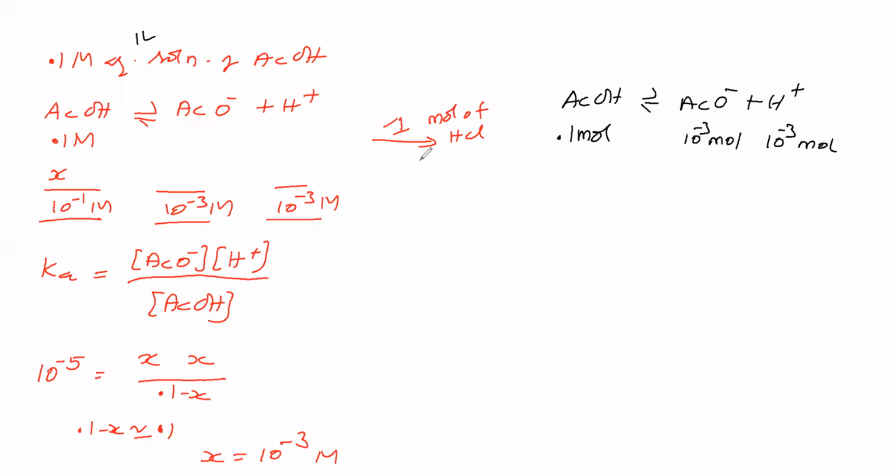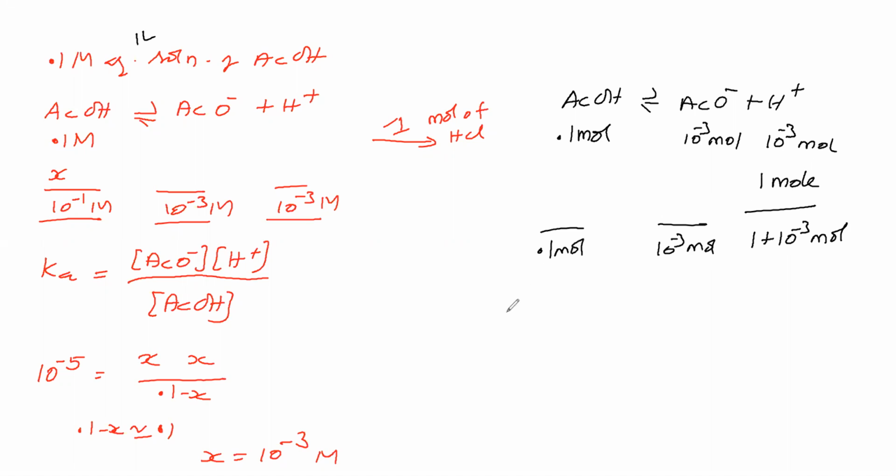Now we are adding HCl. HCl dissociates completely because it is a strong acid. So 1 mole of HCl gives 1 mole of H plus ions. So how much H plus is there? 1 plus 10 power minus 3 moles. How much acetate ion? 10 power minus 3 mole. How much acetic acid? 0.1 mole.